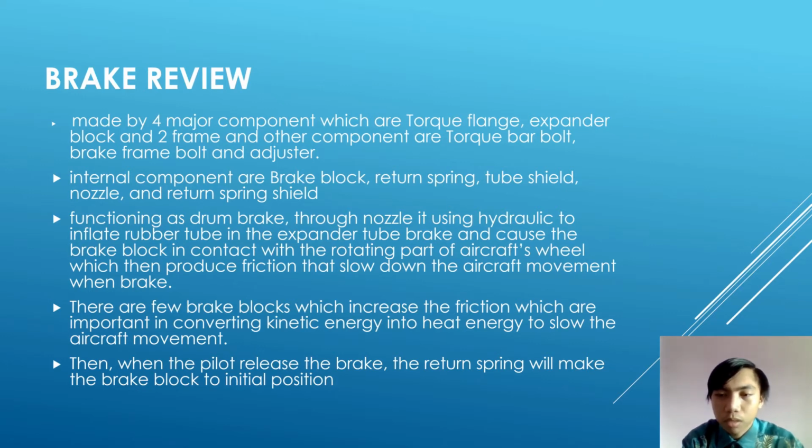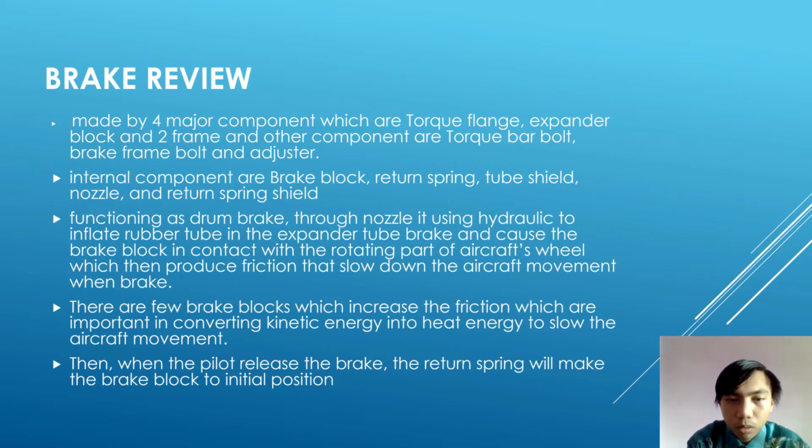So let's review from its function. Its function is as a drum brake. Through a nozzle, it uses a hydraulic liquid to inflate the rubber tube in the expanded tube brake and cause the brake block to come in contact with the rotating part of the aircraft wheel, which then produces friction that slows down the aircraft movement when braking.